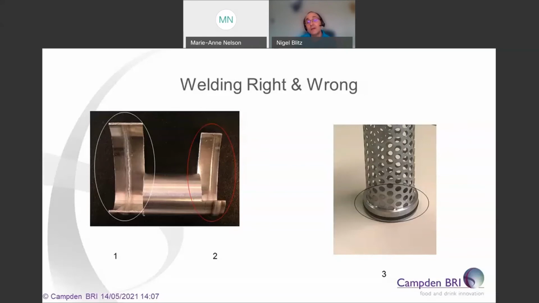And image 3 has been spot welded, where you have a piece of mesh spot welded to a plate, which is the worst of the three options because you've got areas between where the mesh meets the plate that's not been welded. So you've got gaps. Where you've got gaps, you've got bacteria. Where you've got bacteria, you've got product contamination. And where you've got product contamination, you've got loss of profitability.